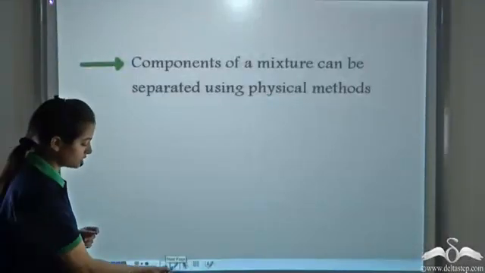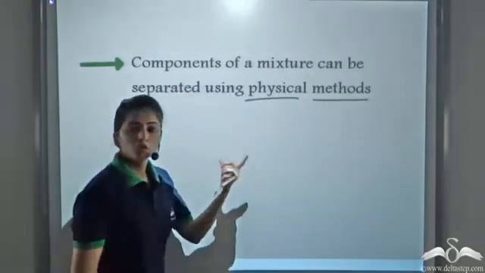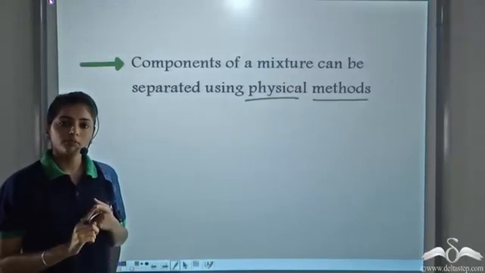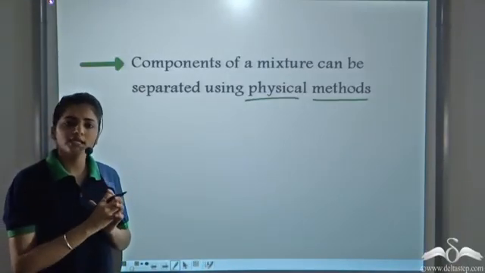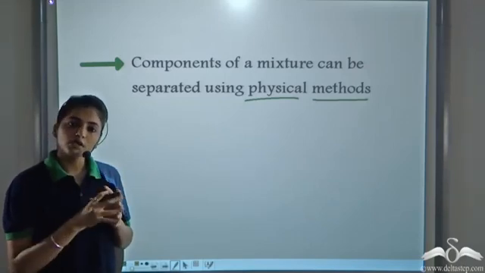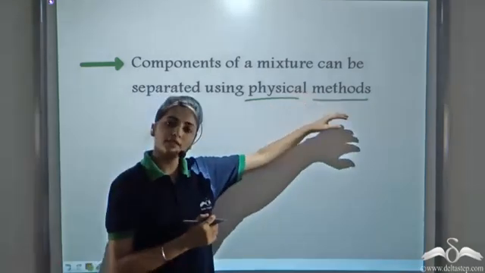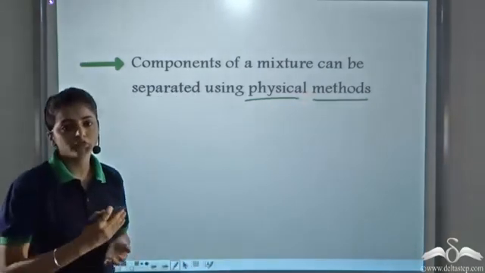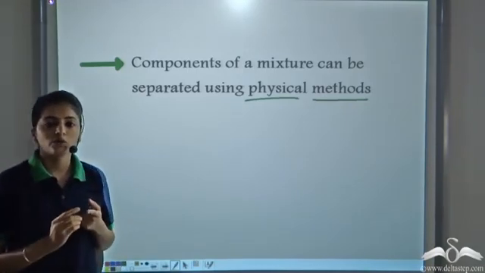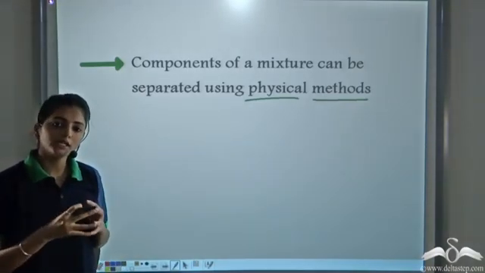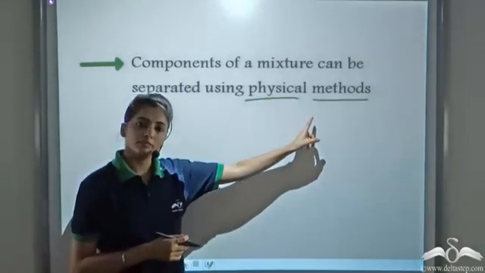So in case of mixtures, we can separate the components using physical methods. Keep in mind, the different constituents are not combined using any chemical method. Since they are not chemically combined, we can separate the constituents using physical methods. There are a number of physical methods which we will study later. But keep in mind, since the constituents of a mixture are not chemically combined, we can separate these constituents using physical methods.